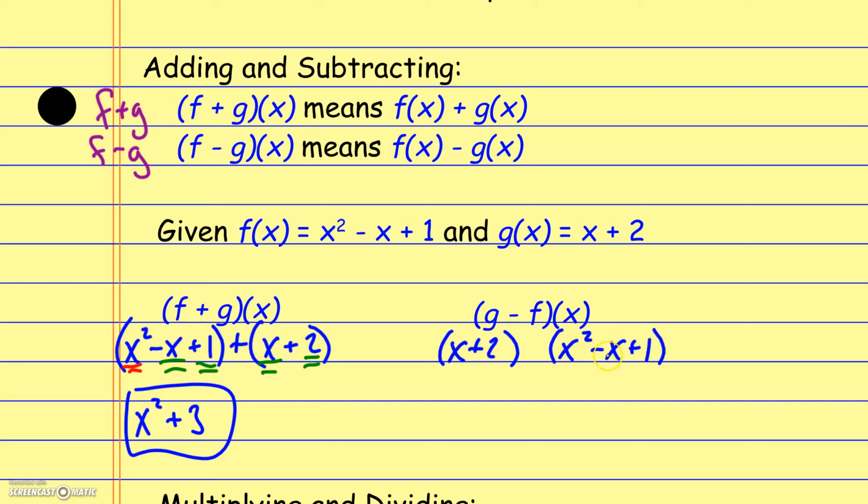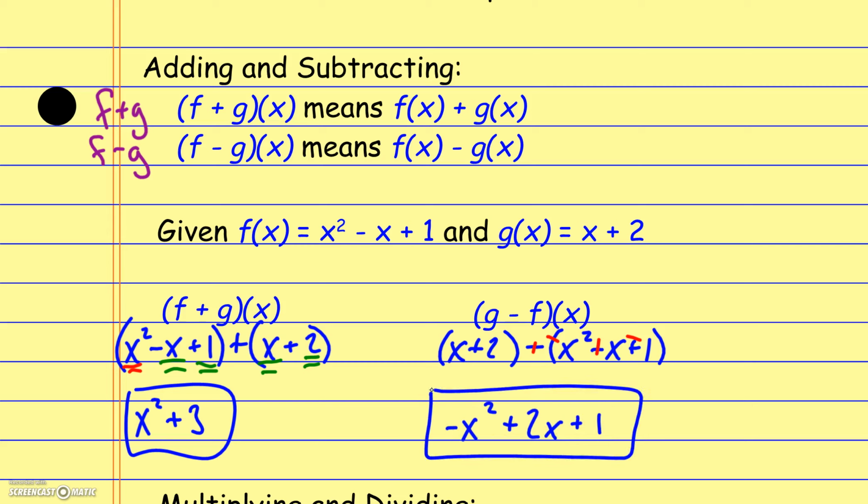And again, this is telling me to subtract this time, so I'm going to subtract these two functions, and that's it. In order to subtract them, I'm going to change this to adding the opposite. And now I'm just going to combine like terms just like I did before. That's going to be a negative x squared, a plus 2x, and a plus 1. Okay? So it's just a different way to tell me to add two things together. And that's it. Same thing here.